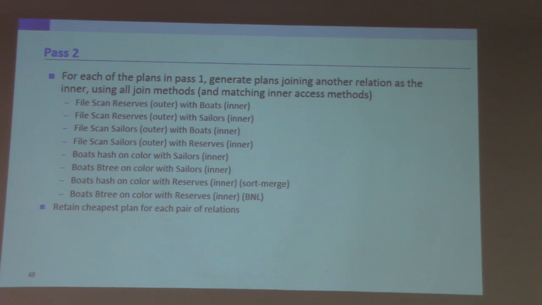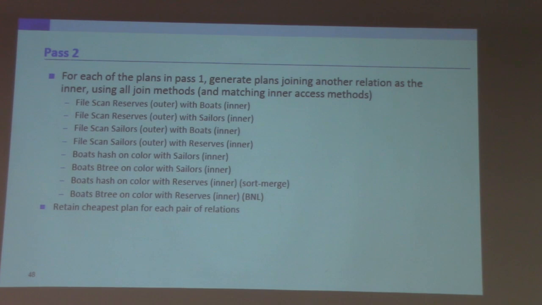How many plans do we have here in this space? We have this one right here. We also have these two guys. So altogether for this pair, you have 3 plans. What do you do? You keep the best one for this pair. When I say a pair is unordered, boat and sailor is the same as sailor and boat. It doesn't matter which one is outer, which one is inner.